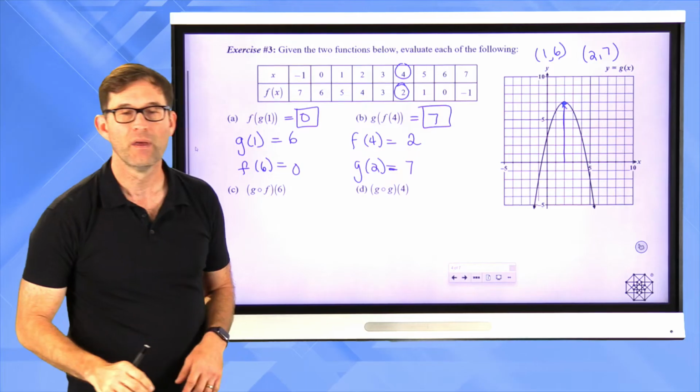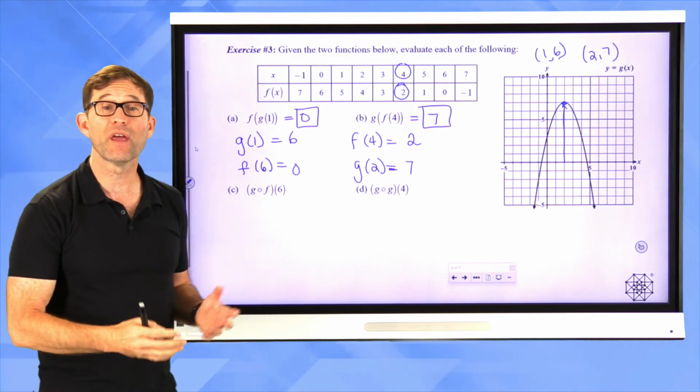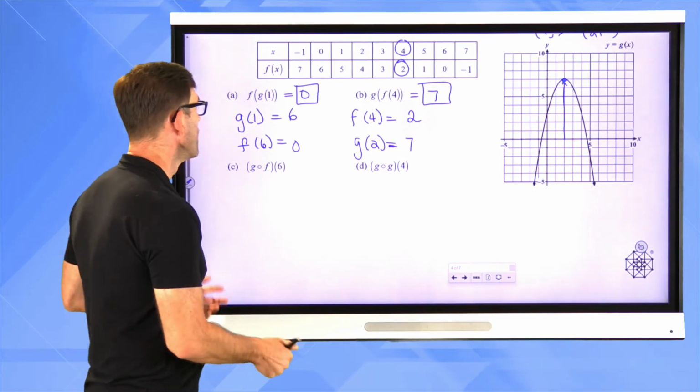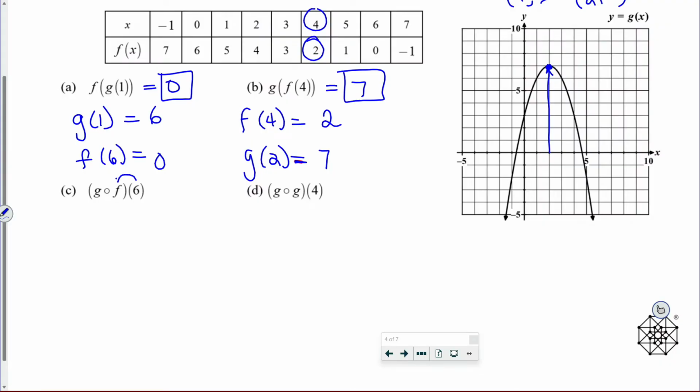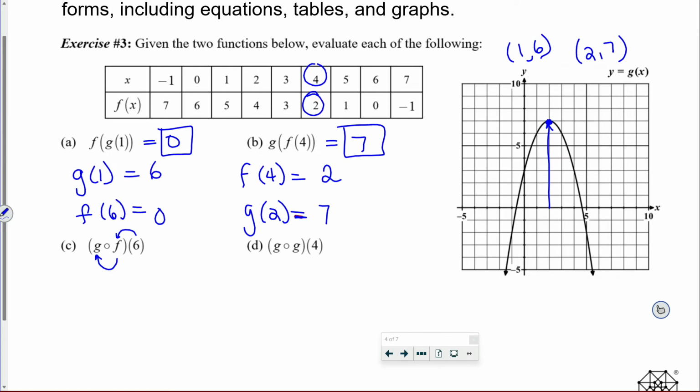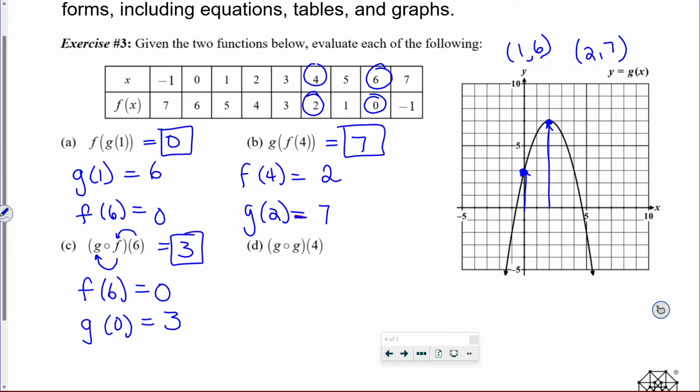All right. Now we've got a little bit more funky notation, letter C, right? I've got g of f of 6. The 6 needs to go into f. Whatever comes out needs to go into g. So f of 6, looking at my table, here's my 6. So f of 6 is 0. And g of 0 is going to be 3. So g of f of 6 is equal to 3.